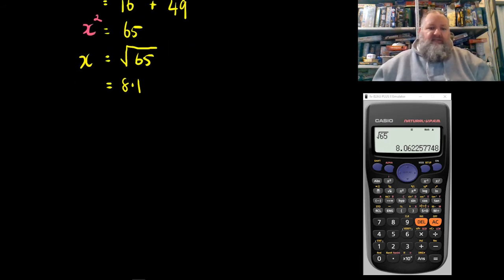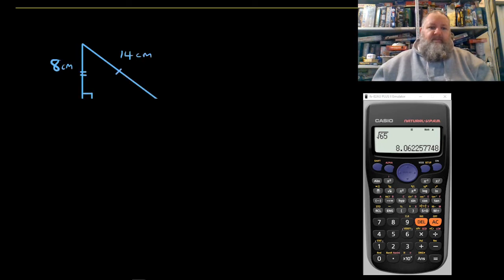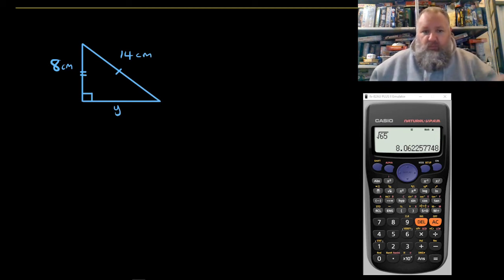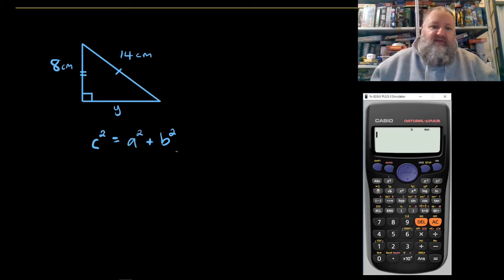Let's try another one just so that we've got another example here. All right, here is our triangle. We've been given one of the sides. We've been given the hypotenuse, and there's the base we don't know. We've called it y. I don't know why, it just is. So we know our formula. You should always write your formula. C squared equals A squared plus B squared. I could probably get rid of that number there for the time being.